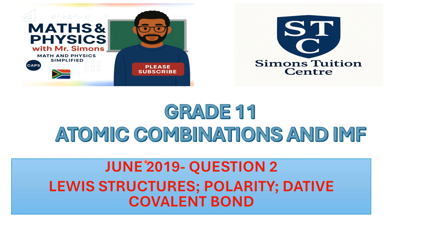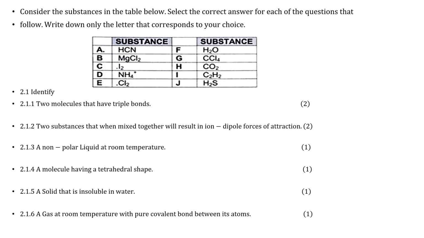So now we're looking at the June 2019 paper, question 2. And again, you can see the same concepts: Lewis structure, polarity, dative covalent bond, etc. Consider the substances in the table below. Select the correct answer for each of the questions that follow. Write down only the letter that corresponds to the choice. So they gave me A, B, C, D, E there.